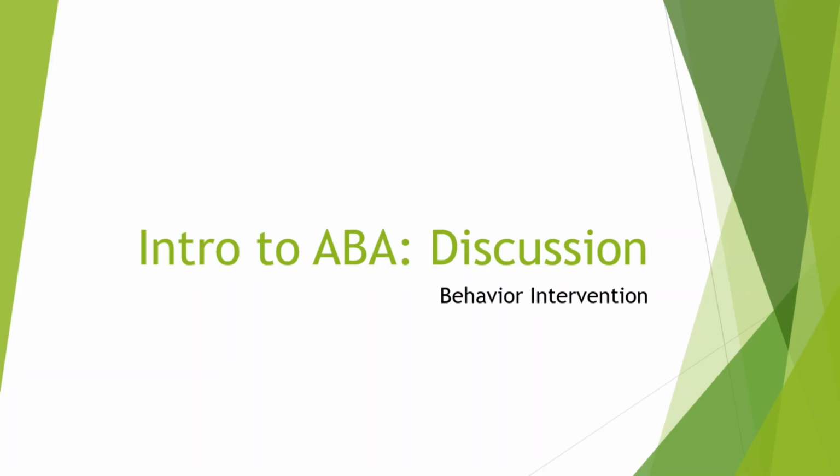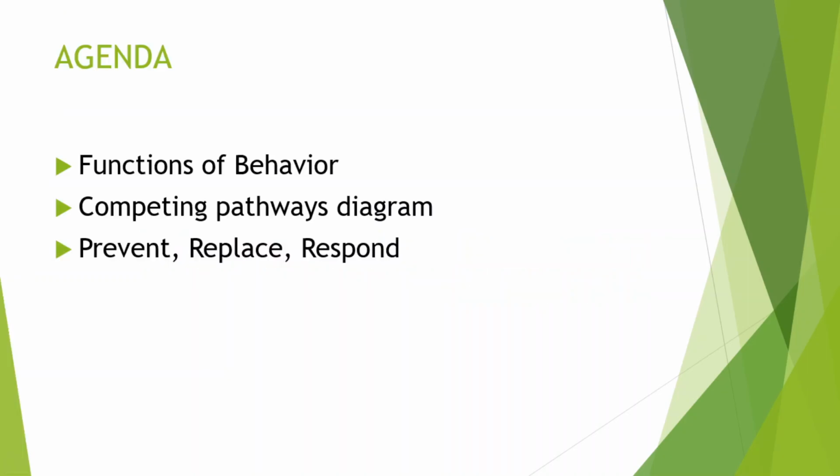This is our Intro to ABA discussion, Week 6, Class 7. Today we'll be going over behavior interventions. More specifically, we will be covering functions of behavior, competing pathways diagram, and prevent, replace, and respond strategies for responding to behaviors.